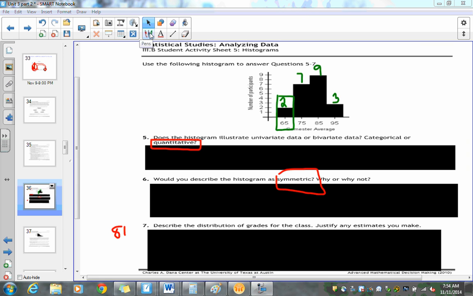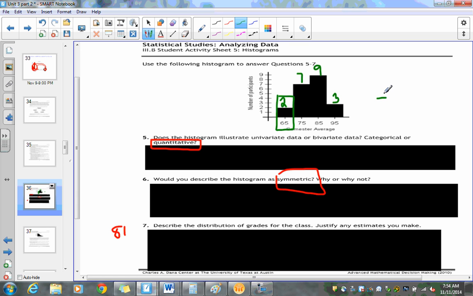After I do all that, I'd add all this up, multiply, and then I would divide everything by the number of students, 21, because there's 21 students. I would get 81.2, I think. It might be 81.4. But either way, that's how you do it.